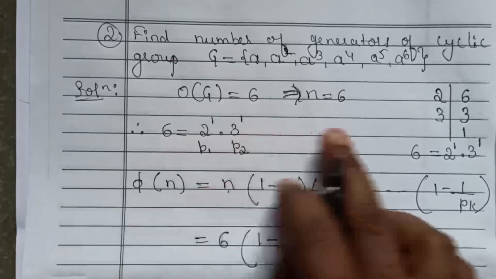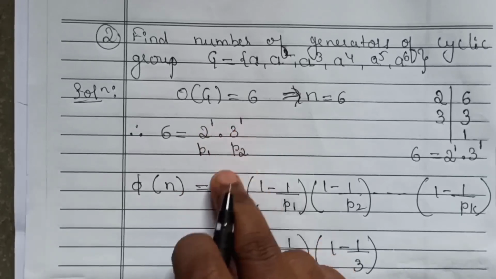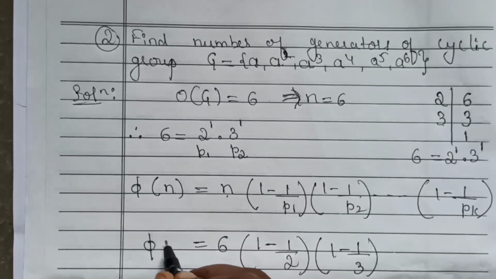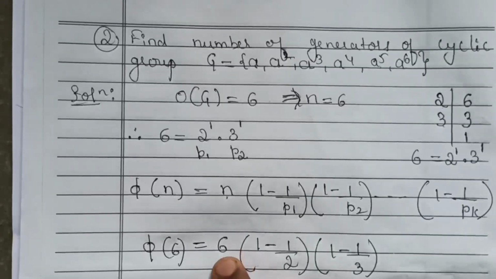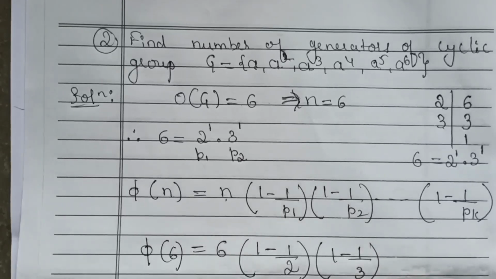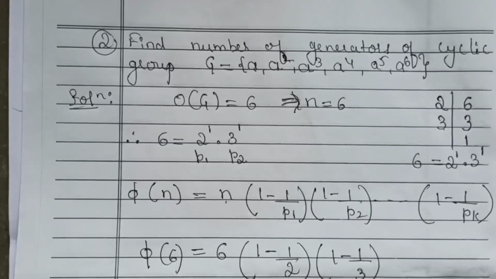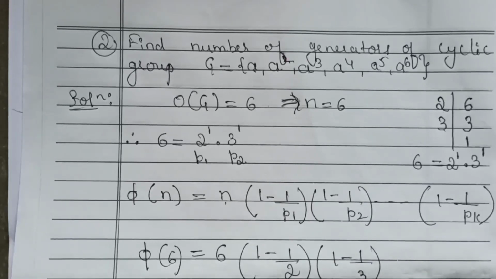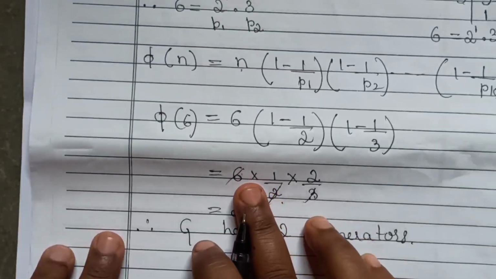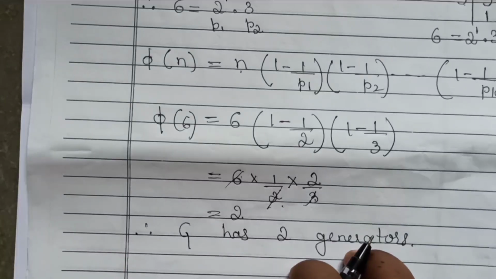Therefore 6 can be factorized in this step. So 6 is equal to 2 power 1 times 3 power 1. This is the formula. Therefore phi of 6 can be written as 6 times (1 minus 1 by 2) times (1 minus 1 by 3), which is equal to 6 times 1 by 2 times, on simplifying, 2 by 3. 6 gets cancelled, we get 2. Therefore G has 2 generators.